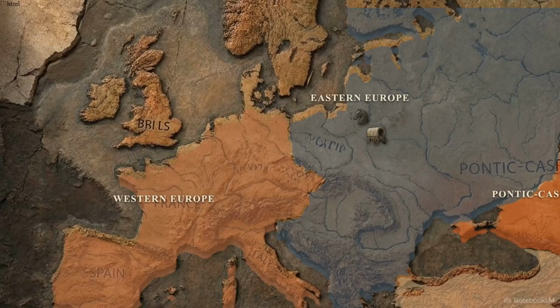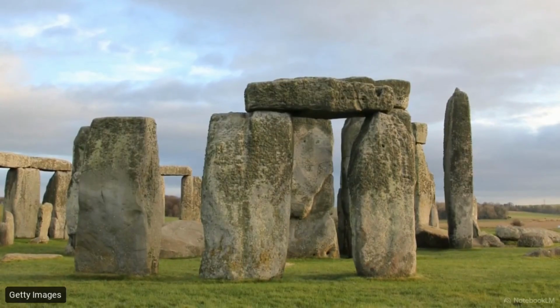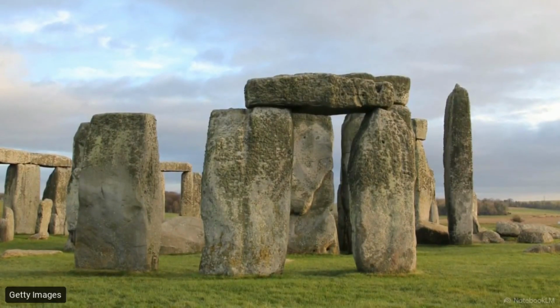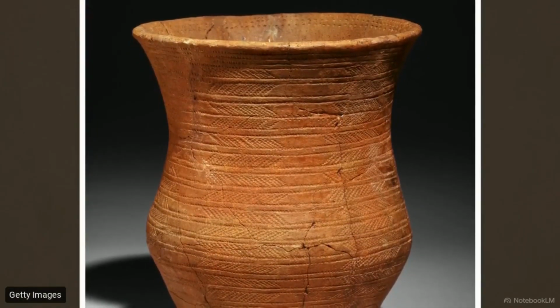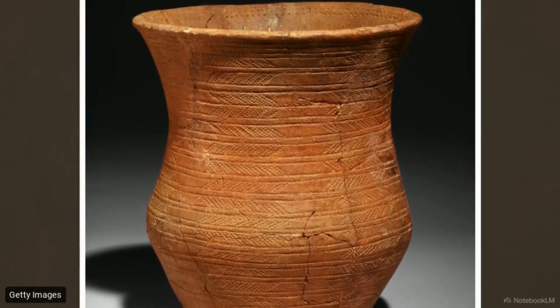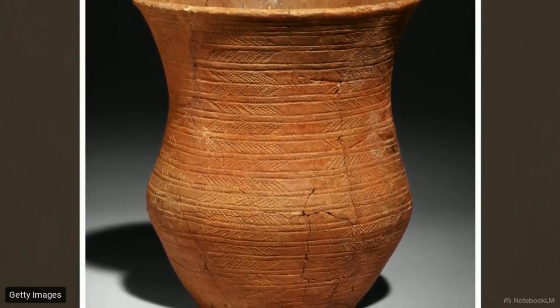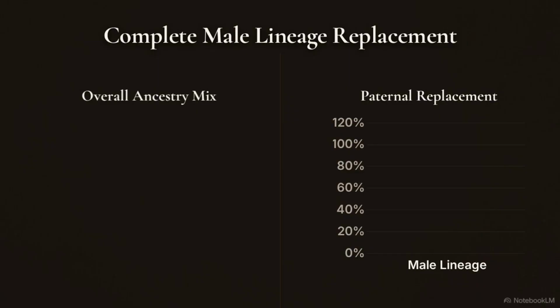The data from Britain is the most striking. Within centuries of the steppe migration, 90% of the ancestry of the people who built these monuments was replaced by the incoming groups. This turnover aligns with the rapid spread of the Bell Beaker culture across the continent. Ancient DNA confirms this wasn't just a change in pottery styles, it was the arrival of new people carrying the technology with them.